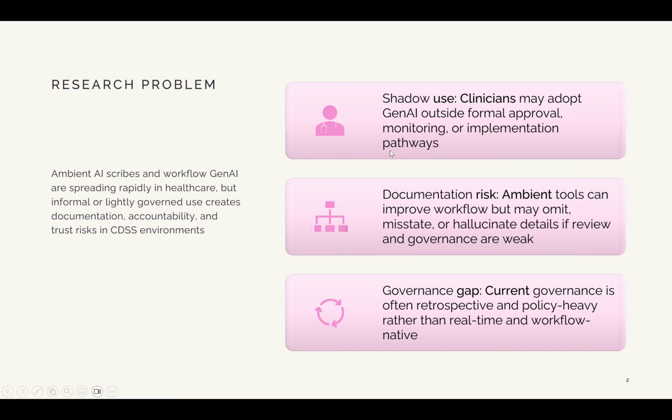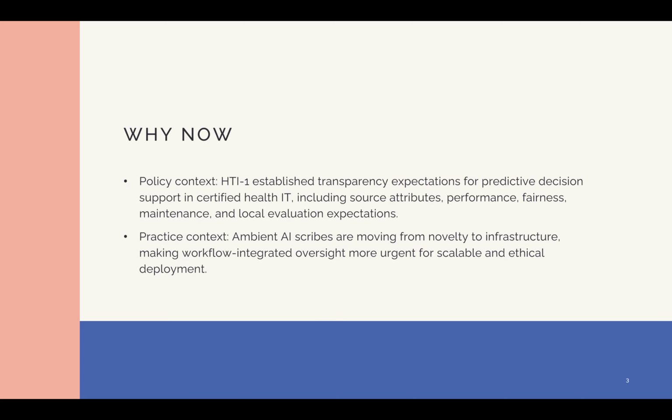So moving on to the second slide here, which is the research problem. The problem that I'm trying to address is that generative AI is entering healthcare workflows faster than governance mechanisms are keeping up. In particular, shadow gen AI refers to unofficial, unmonitored, or lightly governed use of these tools, and that creates risks around documentation quality, accountability, and clinical trust. This matters because ambient AI scribes can be helpful, but they can also omit, misstate, or hallucinate content if the surrounding governance is weak.